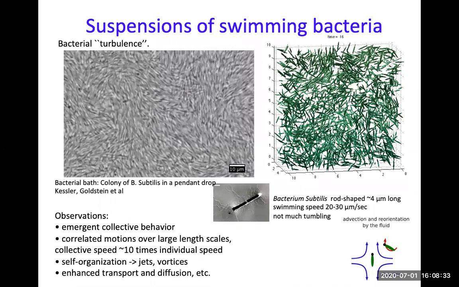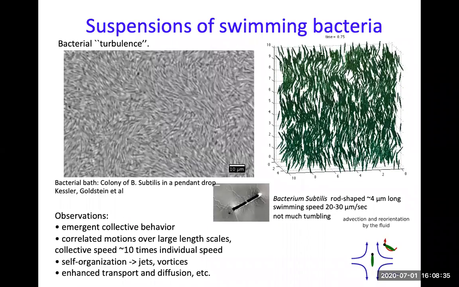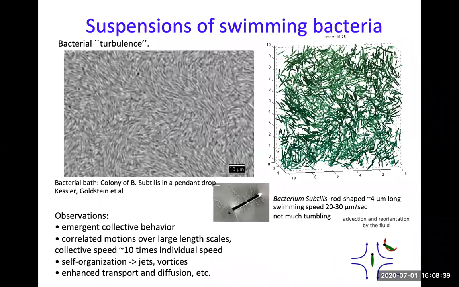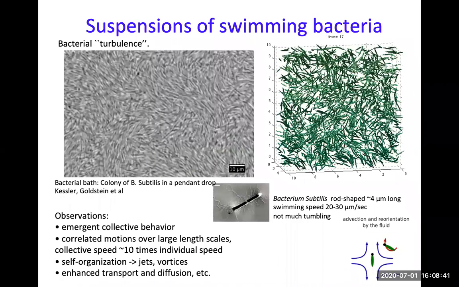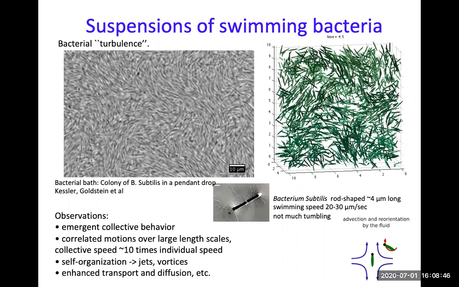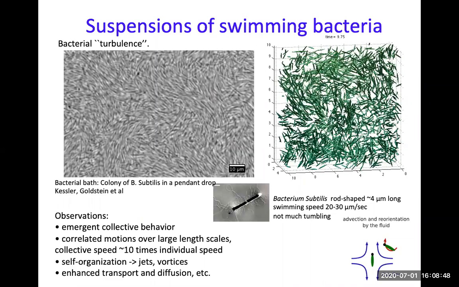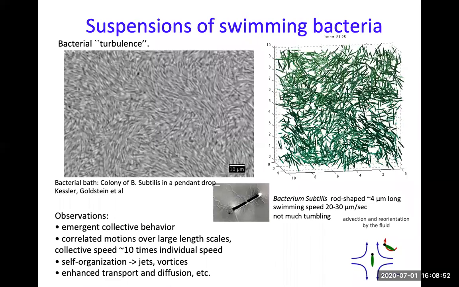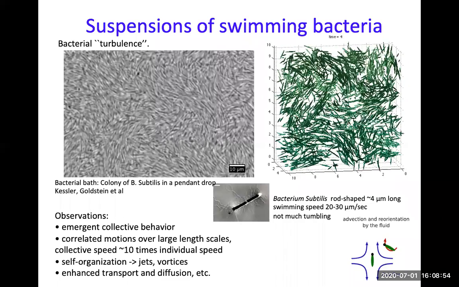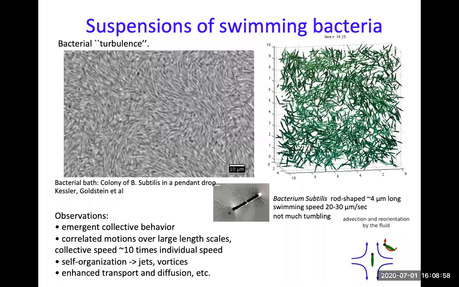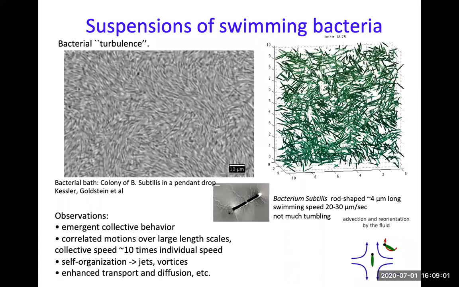So this would be Bacillus subtilis, it's this elongated bacterium, a few micron long. And you get this, we shouldn't call it turbulence, but so-called quasi-turbulence, which is this chaotic behavior over large length scales, larger than an individual, with enhanced speed, and you get to see correlated motions over longer scales than an individual. It's all self-organized, right? There is nothing telling the bacteria what to do or where to go.